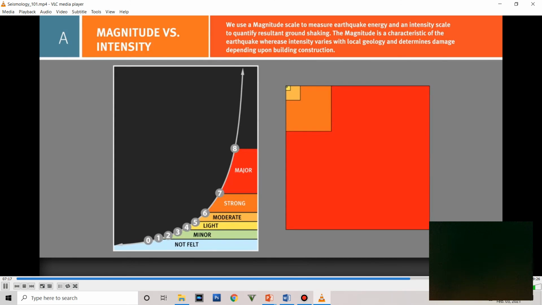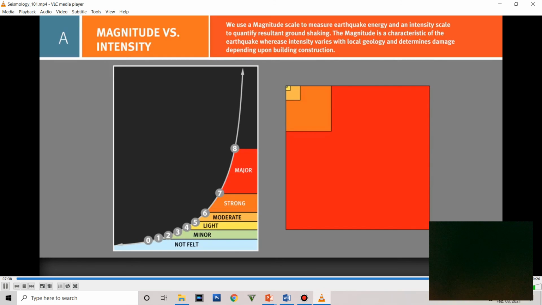In terms of energy, the increase is even greater, with each step in magnitude having approximately 32 times the energy of the previous. For instance, a magnitude 6 releases about 32 times the energy of a magnitude 5, and a magnitude 8 releases around 32,000 times the energy of a magnitude 5.